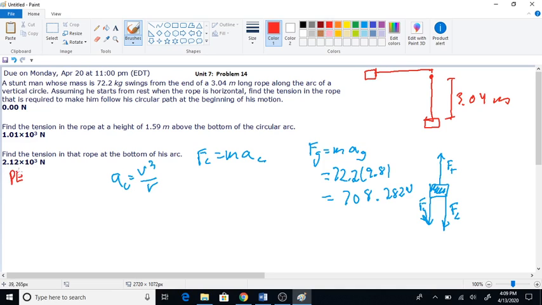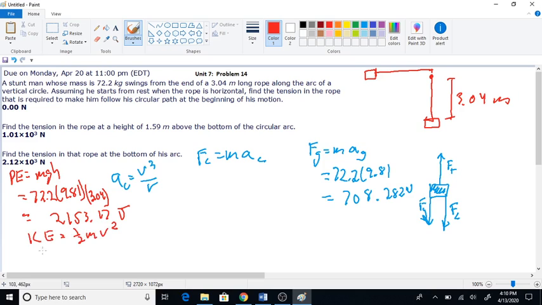So what was my potential energy at the top of this whole thing? Well, it's falling through 3.04 meters. It's mgh. The mass is 72.2, gravity is 9.81, height is 3.04. So now we do this and we get 2153.17 joules.